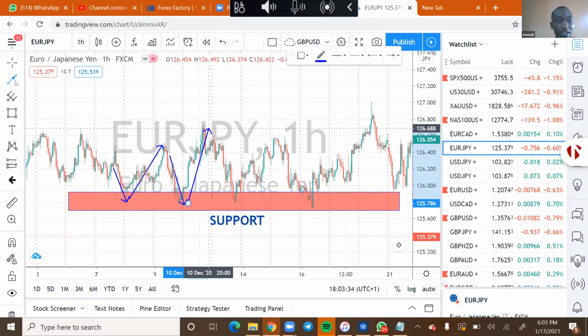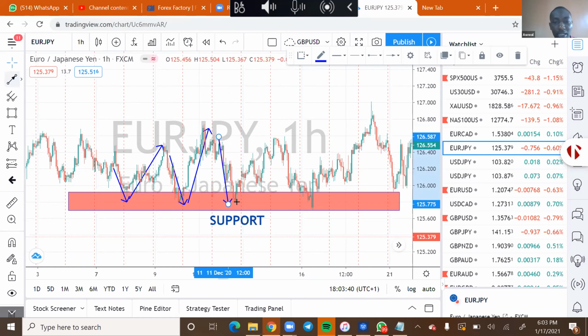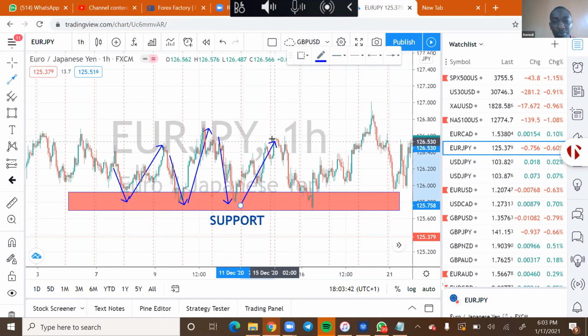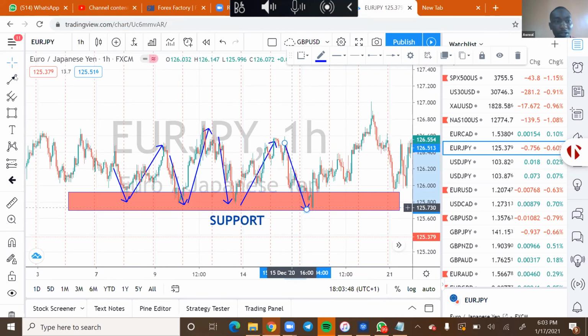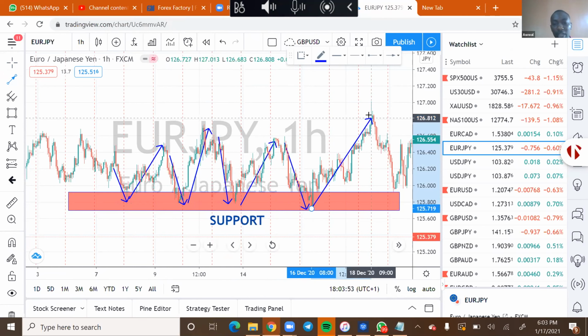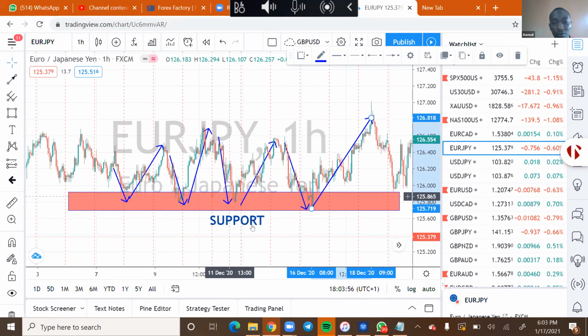Again, the market came down into this area, and it went right back up. Again, the market came into this area, and it went straight back up. Now you can see about 1, 2, 3, 4 areas that the market came into. You can see that place is serving as a floor.